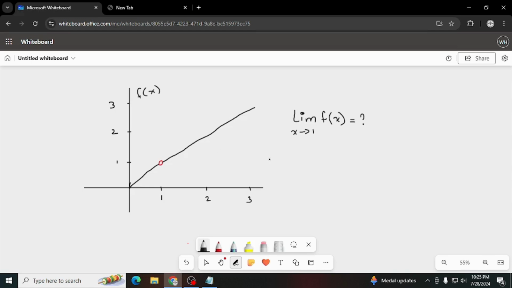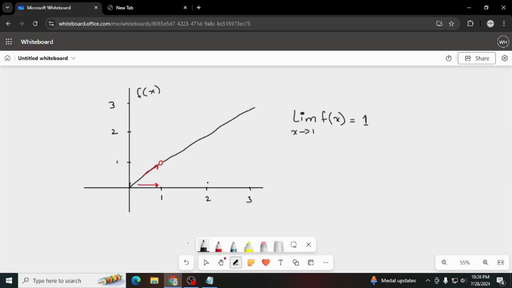Okay, so now let's do it ourselves. As we get closer and closer to 1 right over here on the x-axis, our function seems to be getting closer and closer to the value 1 right over here. So that's pretty much all we need to figure out a limit. We're going to write limit of f of x as x approaches 1 is simply equal to 1.